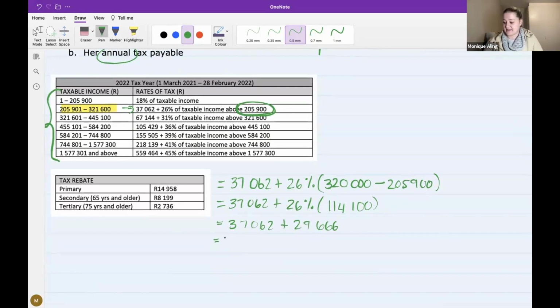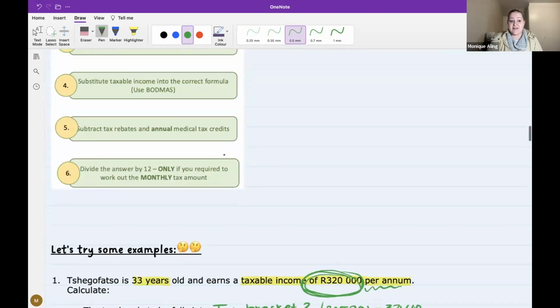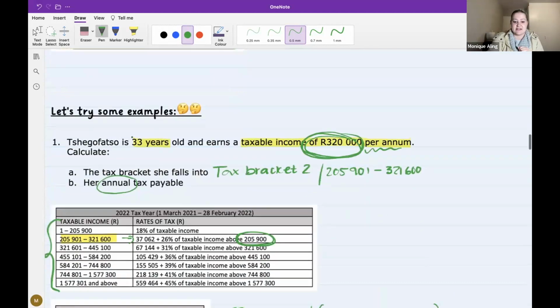And that gives us an amount of 66,728. So this is step 4 on how to work out income tax. Step 5 says subtract rebates and annual medical tax credits. Okay, so we don't have medical tax credits, so we don't have to worry about that. So the next step is minus any tax rebates.